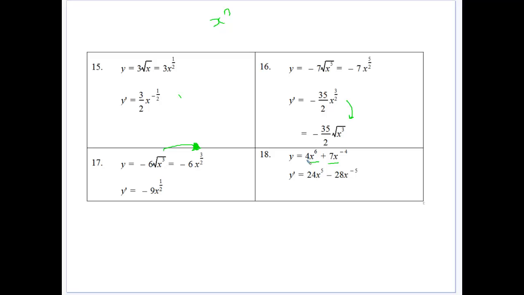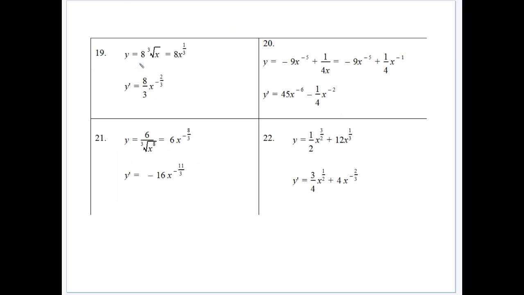So the 6 times the 4 gives us 24. Subtract 1 from the power. Minus 4 times 7 gives us minus 28. And we subtract 1 from the power. So treat each term separately. You don't have to do anything fancy there.